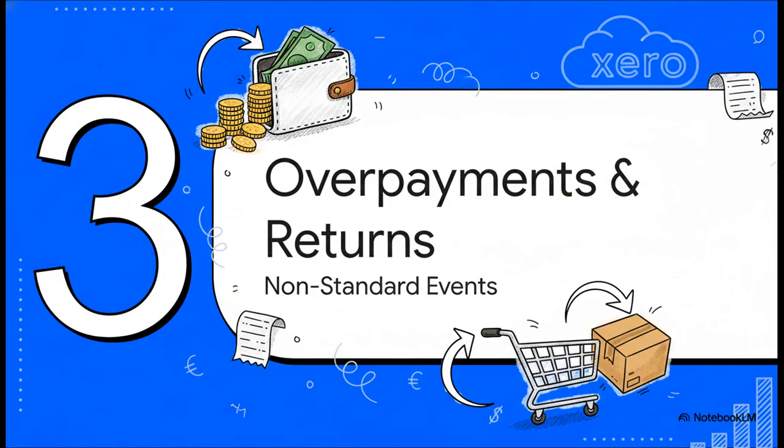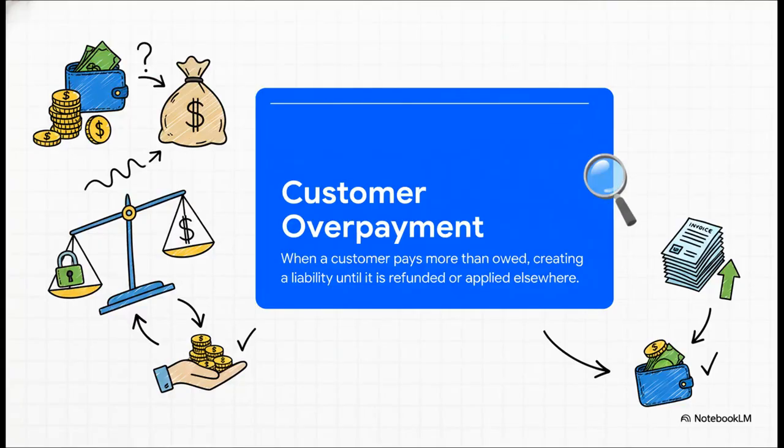Section 3 addresses 2 non-standard but critical financial events: customer overpayments and sales returns. We will now detail the correct procedures for each. A customer overpayment occurs when a payment is received that exceeds the amount owed.